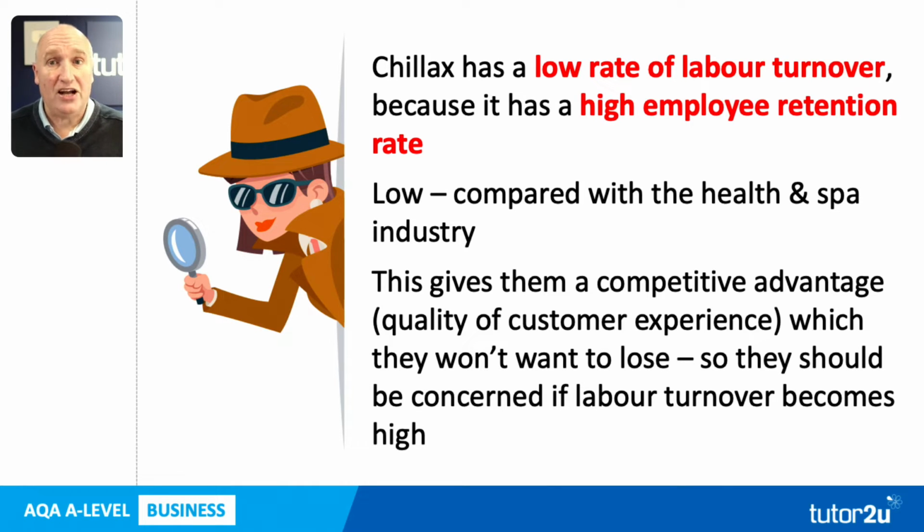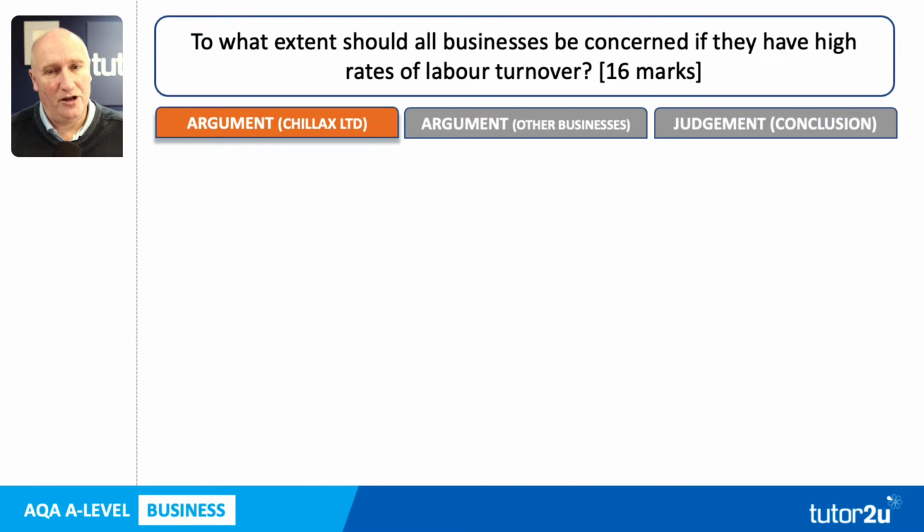So clearly, Chillax would be concerned about moving from a situation of low labour turnover to where it might have high turnover. So we develop an argument in that sense, but then we need to consider one or two situations and reasons why high labour turnover might not be a concern for other businesses. I've got a couple of ideas to share with you in my worked answer. Up to you, if you want to pause the video, maybe have a think about how you might construct the counter argument of why businesses should not be concerned.